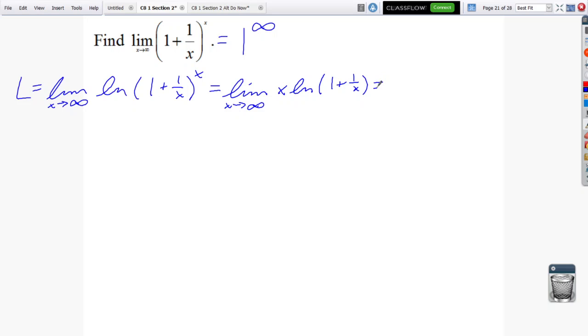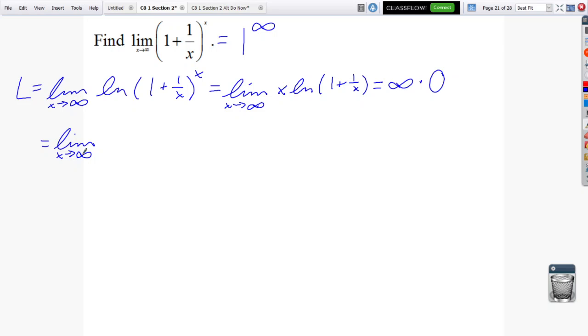Now looking here, when I try to do my direct substitution, I'm going to have this infinity times ln of 1 plus 1 over infinity. 1 over infinity is still 0, 1 plus 0 is 1, natural log of 1 is 0. So now I have that infinity times 0, which we just talked about how to evaluate. We evaluate that by getting it into the fractional indeterminate form.